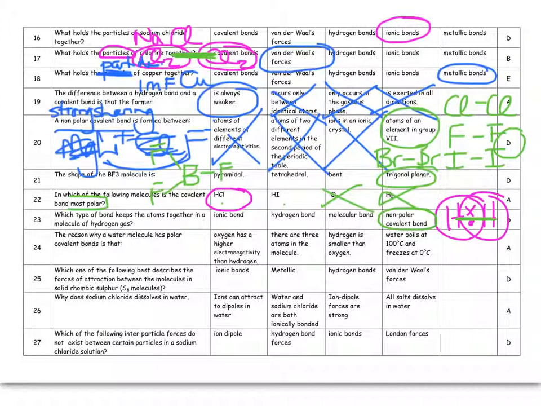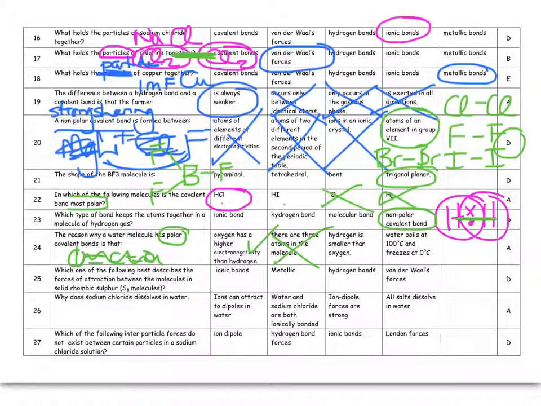The reason why water has a polar covalent bond is oxygen has a higher electronegativity than hydrogen. That would cause something to be polar. Sure. There are 3 atoms in the molecule. That doesn't cause it to be polar. For example, carbon dioxide is nonpolar and it has 3 atoms. So that's not the answer.